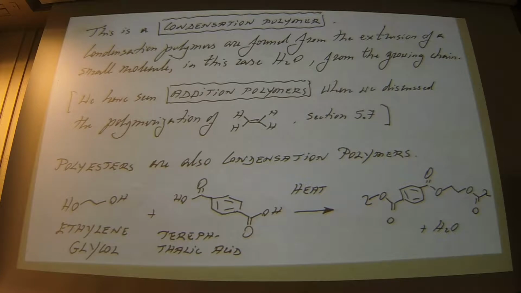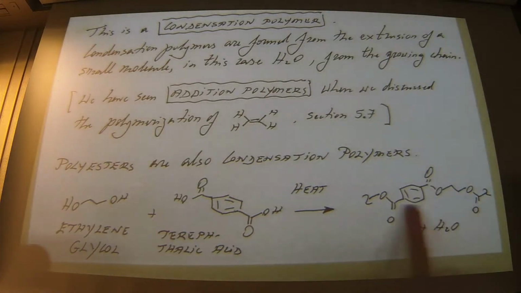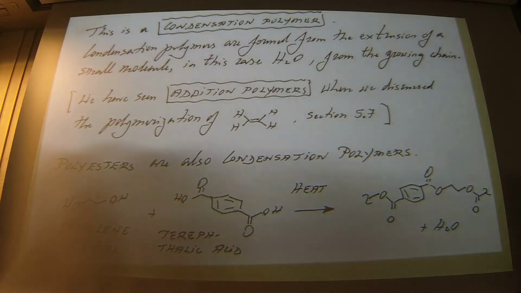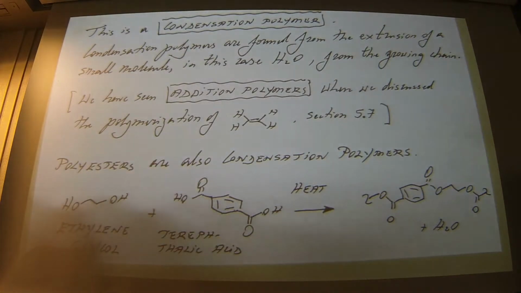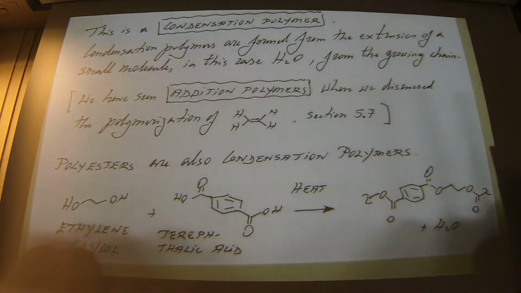Polyesters are also condensation polymers. So you take terephthalic acid and ethylene glycol, and by heating, you just split off water, and you end up with polyester, which is this stuff here, and that's what's used to spin fibers for leisure suits or whatever.